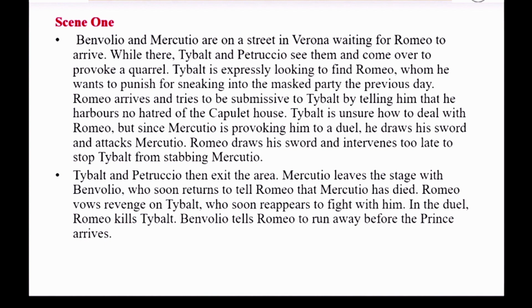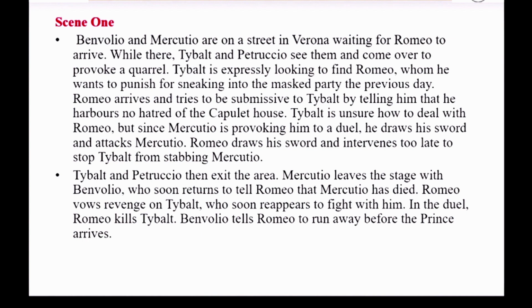Now Romeo arrives and tries to be submissive to Tybalt by telling him that he harbors no hatred of the Capulet house. Tybalt is unsure how to deal with Romeo, but since Mercutio is provoking him to a duel, he draws his sword and attacks Mercutio. Romeo draws his sword and intervenes too late to stop Tybalt from stabbing Mercutio. Tybalt and Petruchio then exit the area.